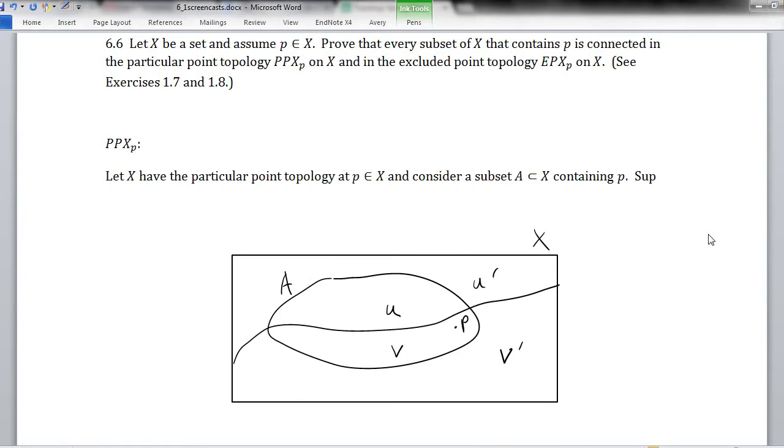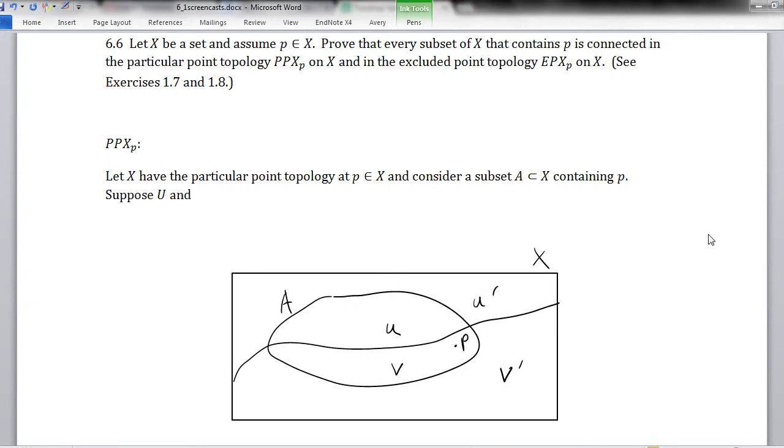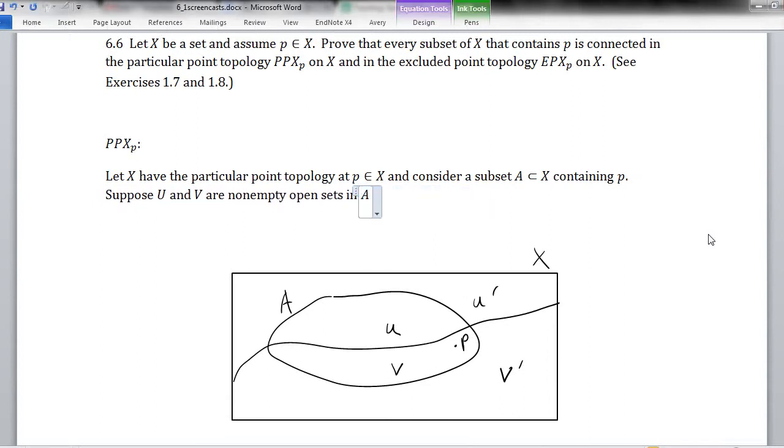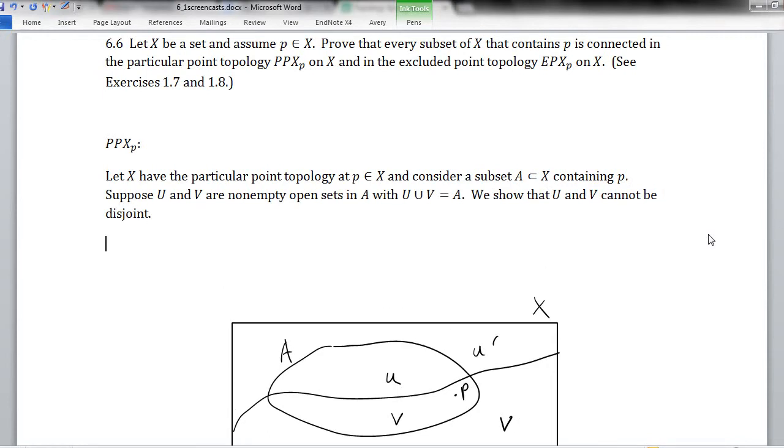Okay, so suppose U and V are non-empty open sets in A with union equal to A. So that they're almost a separation, but we're going to show that they can't quite be, right? We're going to show that U and V cannot be disjoint. All right, that's our game plan.